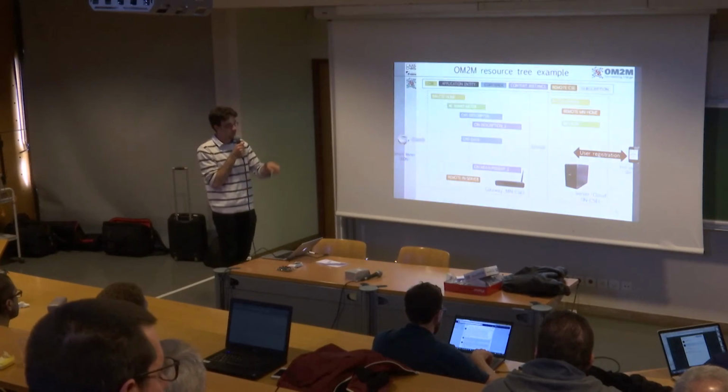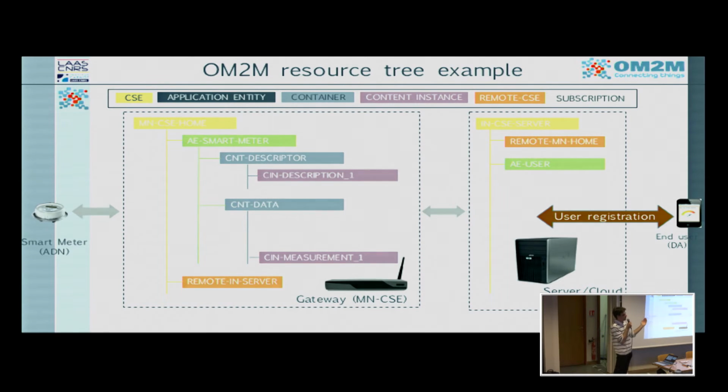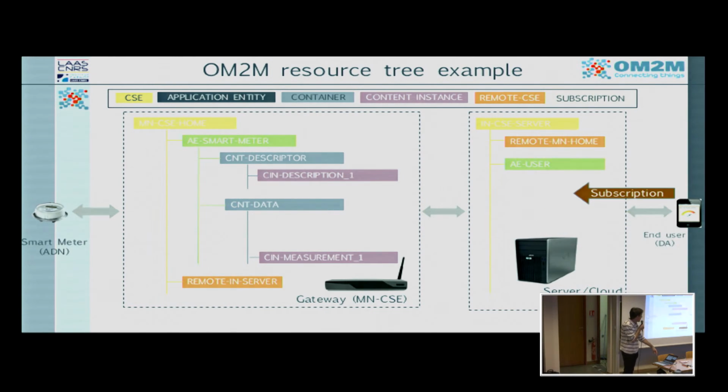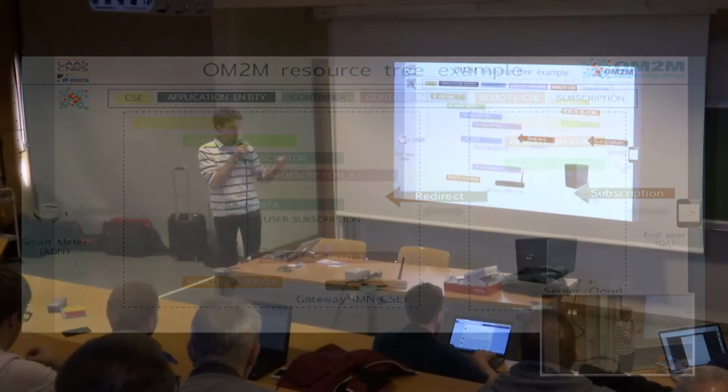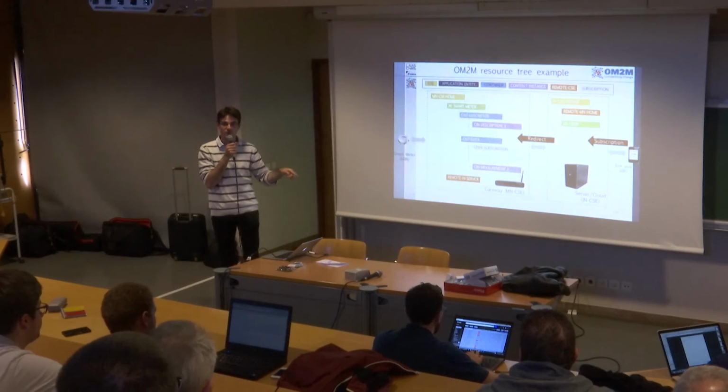First, the application will register to the server, because it's the only access point from outside the system. But then it will create a subscription directly in the gateway for the data consumption. So this means that the application will get information directly from the gateway and not from the server, even if the server is just routing requests.